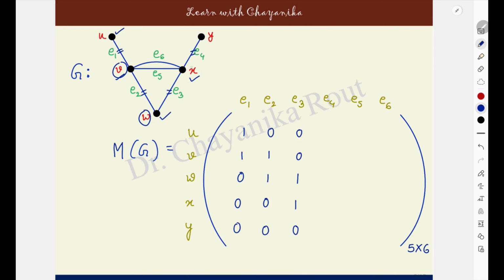E4 has end vertices x and y, so 0, 0, 0, 1, 1. The edge E5 has end vertices v and x, so 0, 1, 0, 1, 0. And finally the edge E6 also has the end vertices v and x, same as E5, so we will have 0, 1, 0, 1, 0. This is the incidence matrix of the given graph.